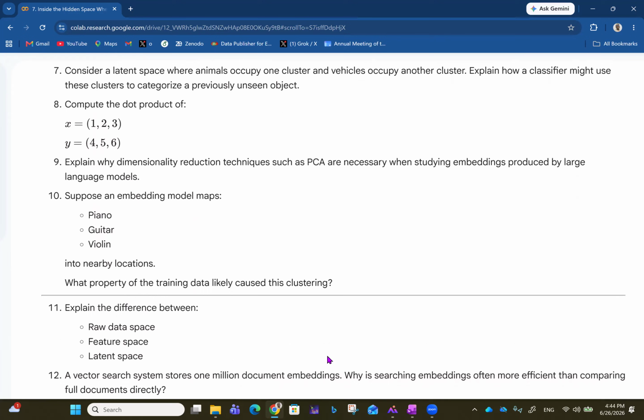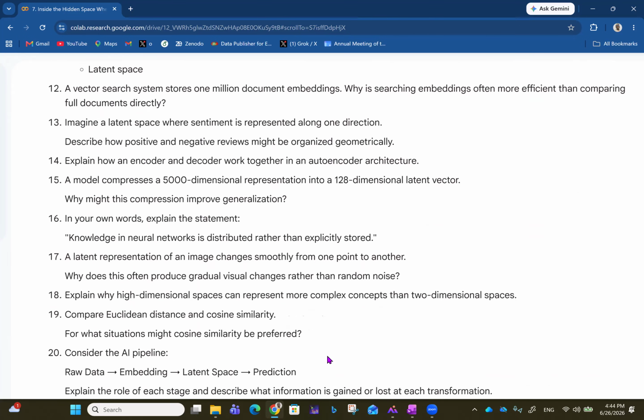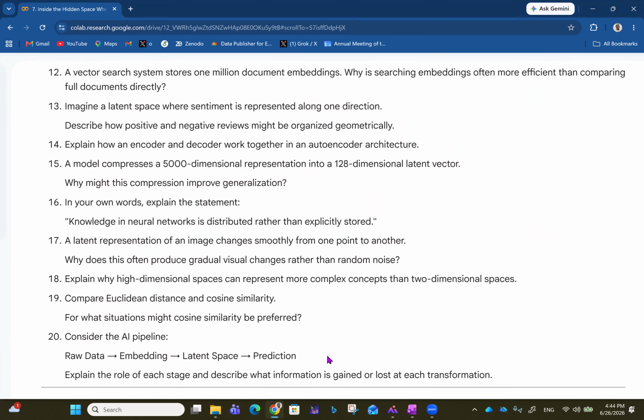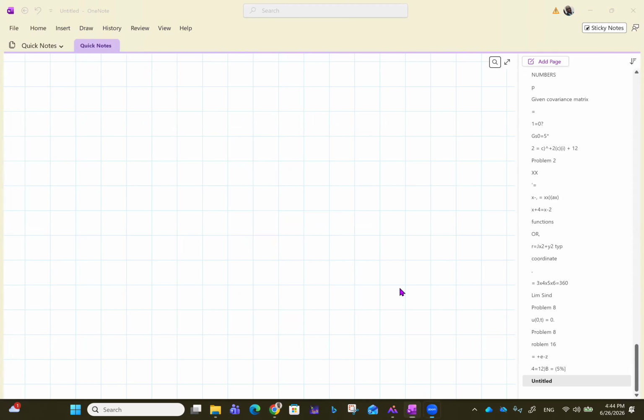Then from 7 to 12, the next 6. Then 13 to 20. Okay, we can then show the rest now. So I'll also be dealing with 16. In your own words, explain the statement: knowledge in neural networks is distributed rather than explicitly stored. So let's go ahead and deal with these problems, and then we'll be done with this.